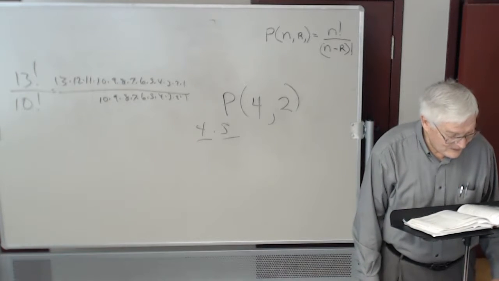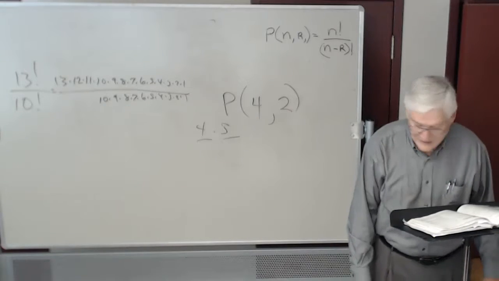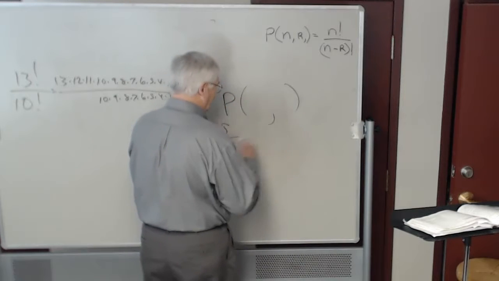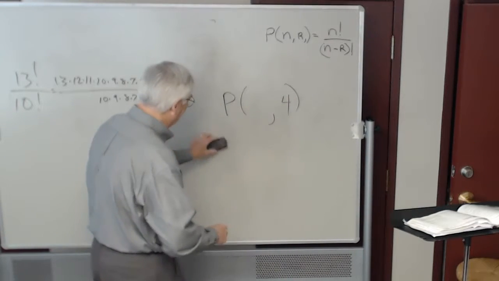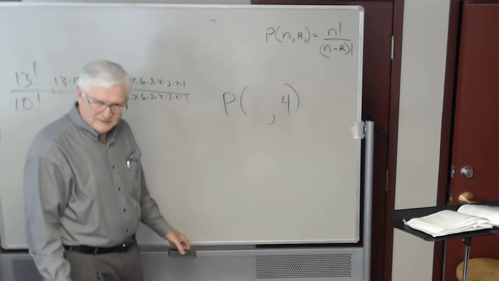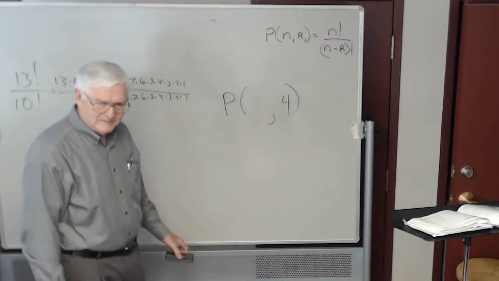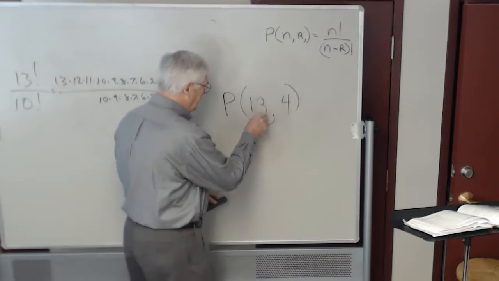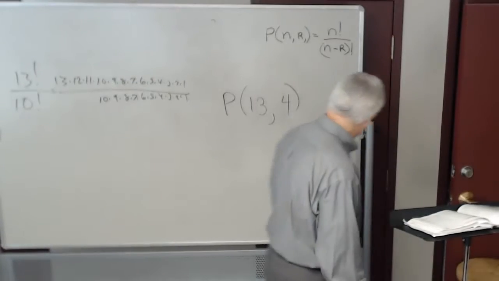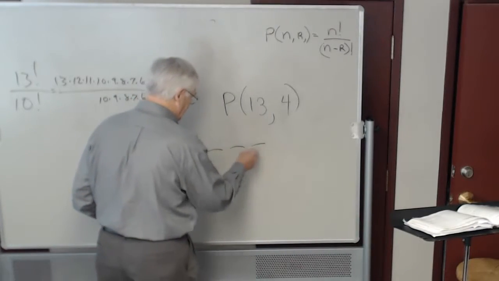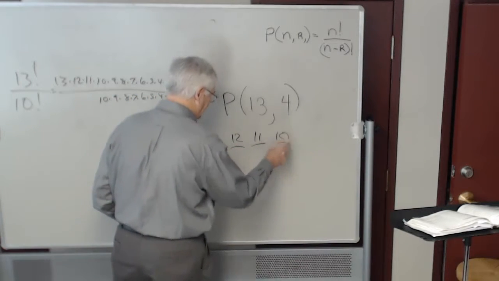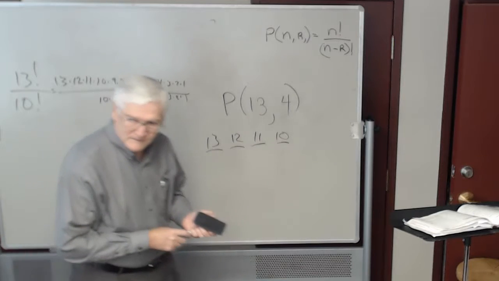28. In how many ways can 4 diamonds be drawn from a standard deck of cards? So now I want 4 cards. And how many cards do I have to choose from? Diamonds. How many cards have a diamond on them? 13. So a permutation of 13 things taken 4 at a time. That would be 13 times 12 times 11 times 10. Okay?